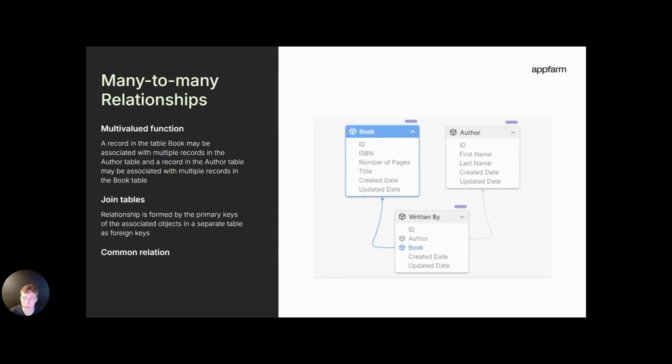The final relationship type we're going to discuss now is many-to-many relationships. Many-to-many relationships are instances where many objects can be associated with many objects. A single book, for instance, can be written by several authors, and one author can have written several books. So the many relation goes both ways. To model this in Appfarm Create, we use a join class, which uses the primary key from the author table and the primary key from the book table as foreign keys in a join class, in this instance called written by.